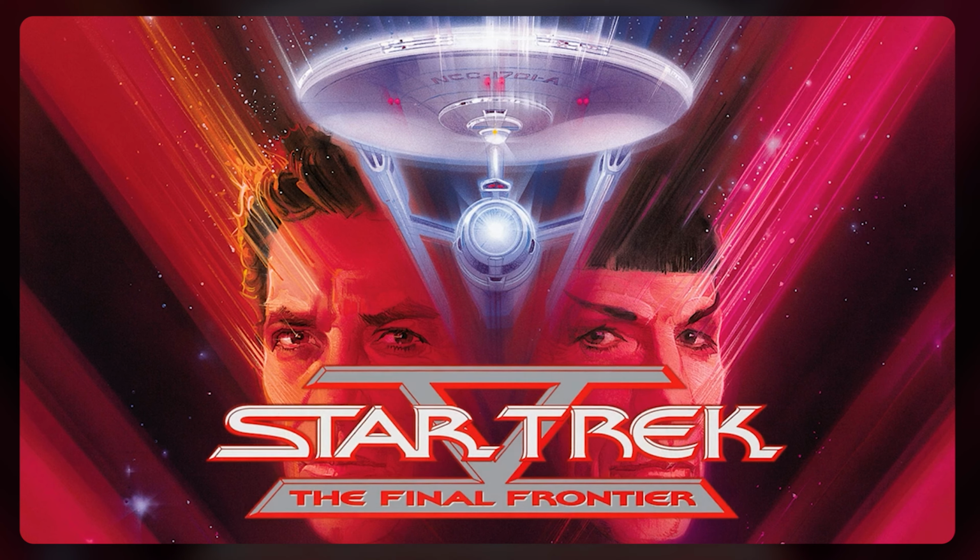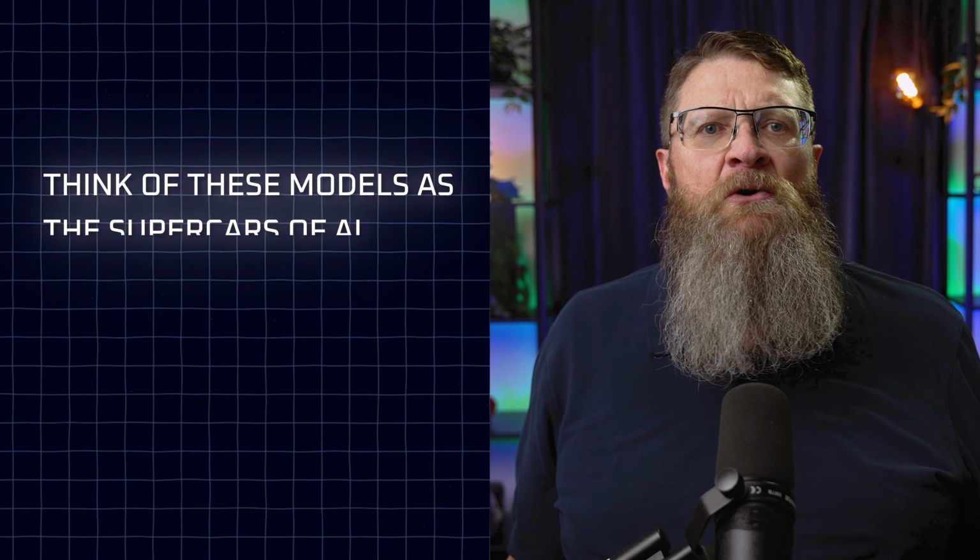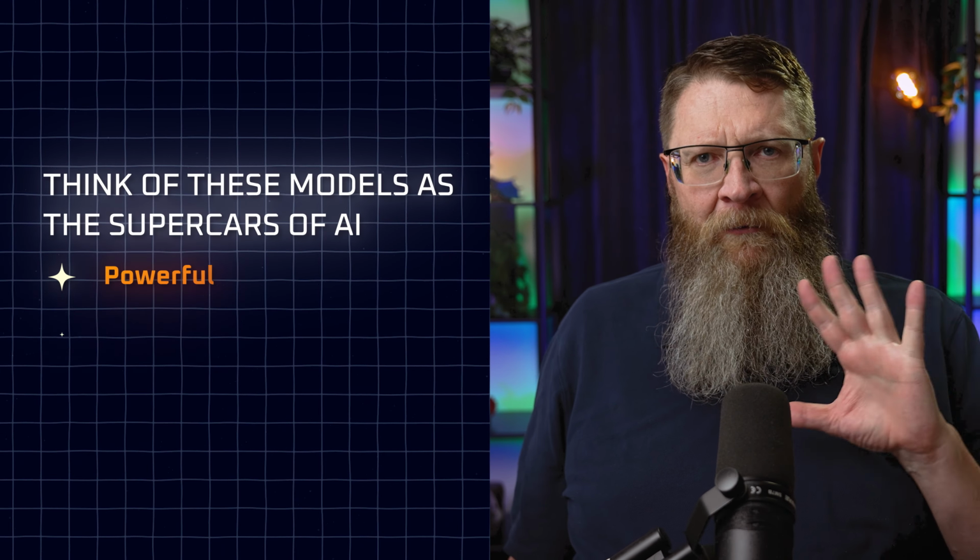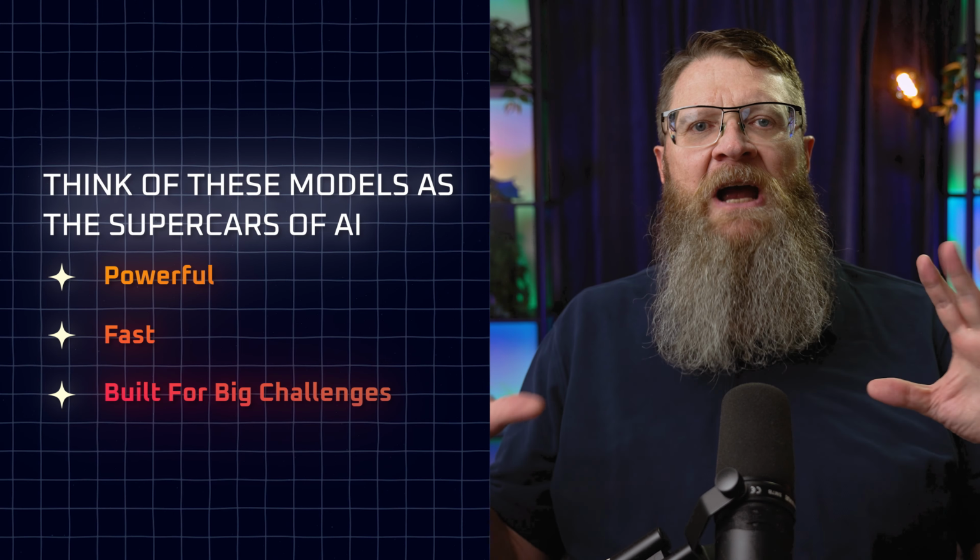All right, so first things first, what is a frontier model? The term frontier means the farthest point we've reached, like the final frontier of space. In AI, frontier models are the most advanced, complex systems we have right now. They're built to do things that regular AI models can't, like handling multiple types of data, even switching between tasks. Think of these models as the supercars of AI. Powerful, fast, and built for big challenges.